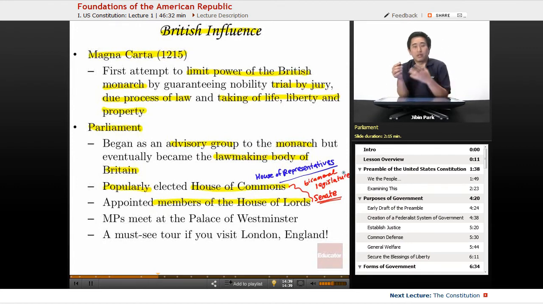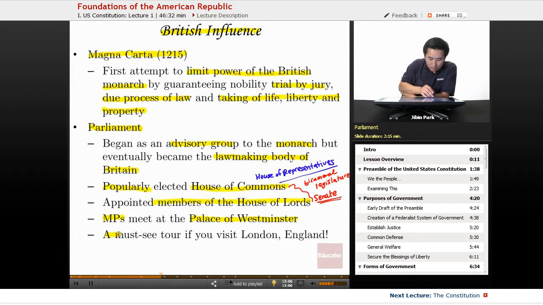So, when the United States of America created the Constitution, there's a huge British influence. Even though Americans were breaking away from the British, it's only natural to have adopted a lot of the government ideas. Now, to give you an idea of British government, the MPs, or members of Parliament, meet at the Palace of Westminster, which is the equivalent of Capitol Hill.